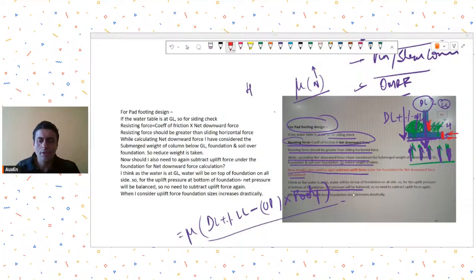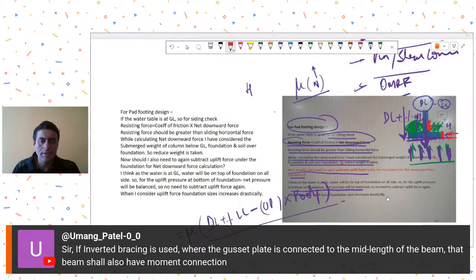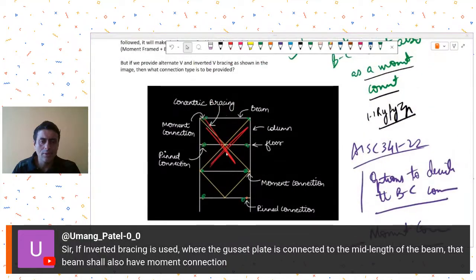Okay. Mr. Umang Patel is asking, in continuation to last question, if inverted bracing is used where the gusset plate is connected to mid length of the beam, that beam shall also have moment connection. For that, the code is not very clear right now.